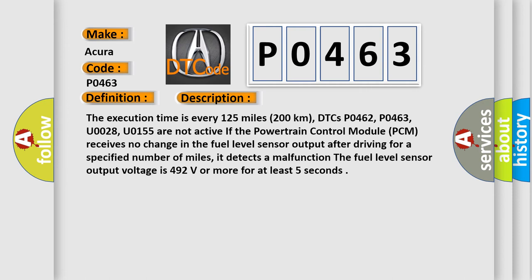DTCs P0462, P0463, U0028, U0155 are not active if the powertrain control module PCM receives no change in the fuel level sensor output after driving for a specified number of miles. It detects a malfunction. The fuel level sensor output voltage is 4.92 volts or more for at least 5 seconds.